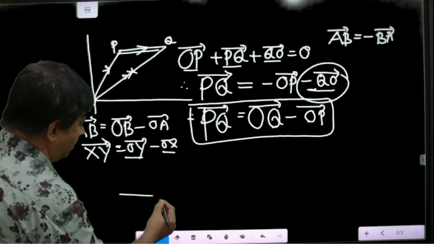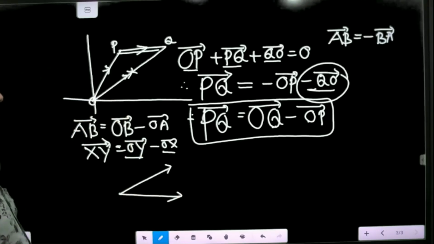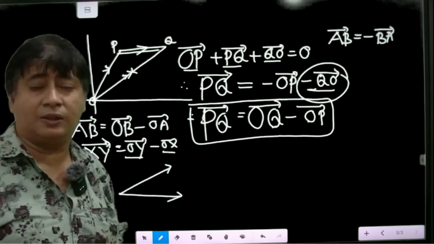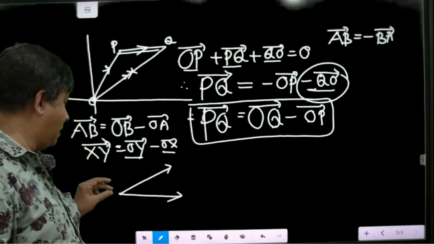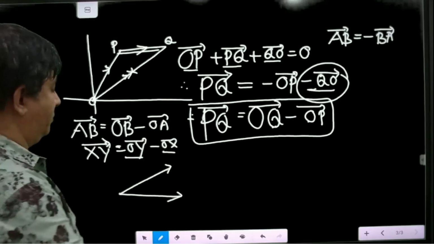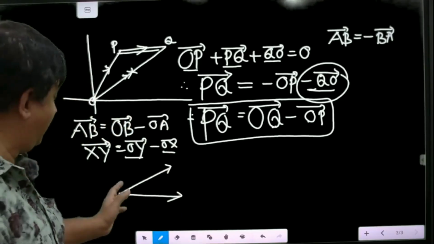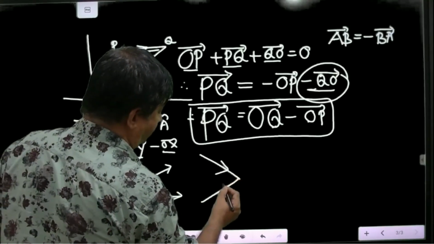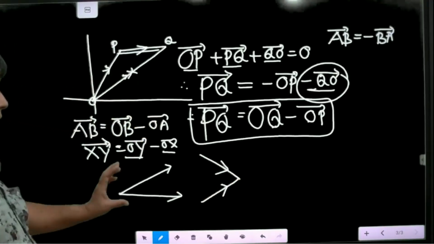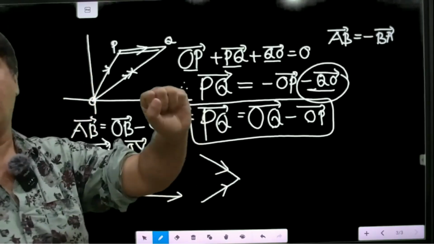See, to find that, we have to take two vectors which are coming from a common point, or you can say diverge from a common point or converge to a common point. Okay, it is diverge from a common point or converge to a common point.